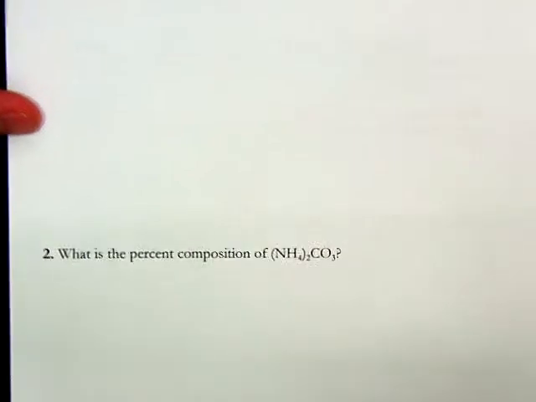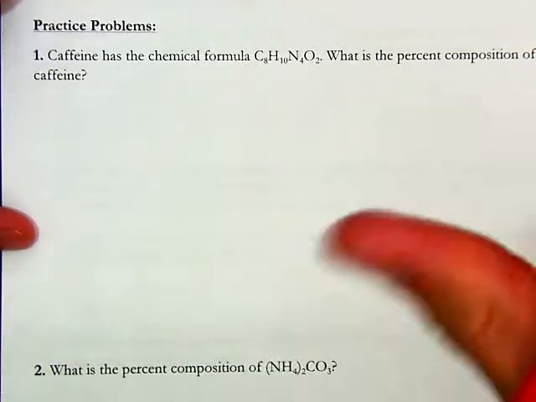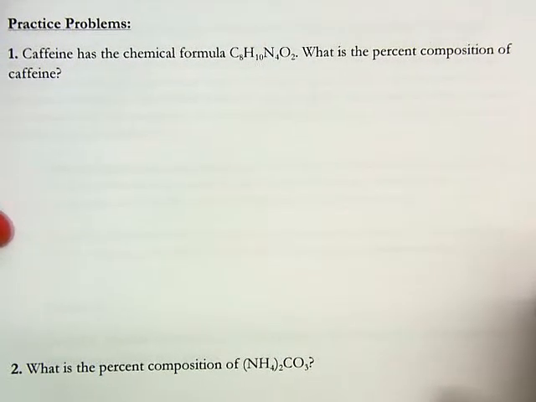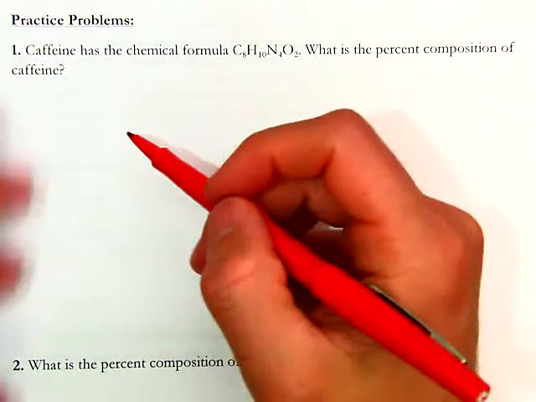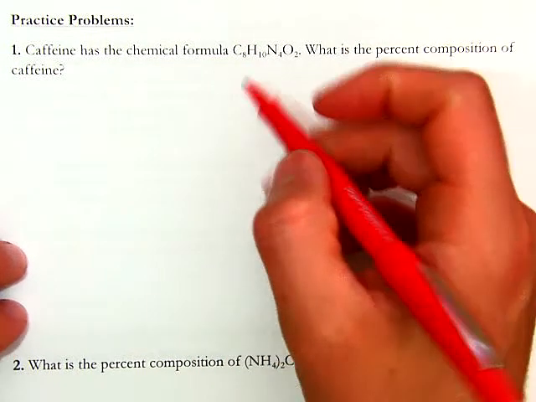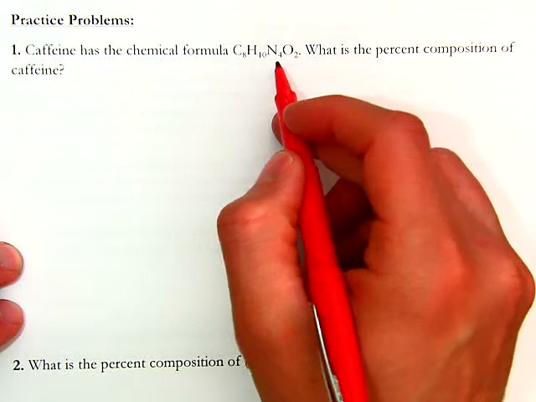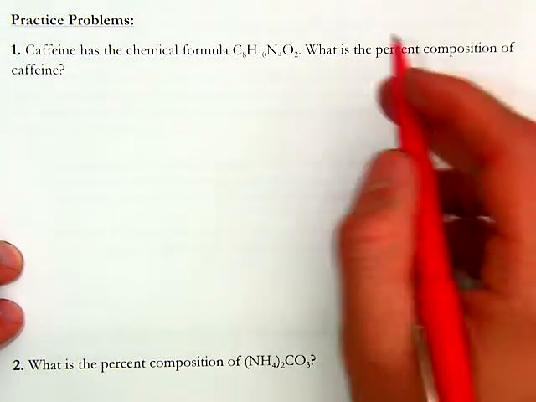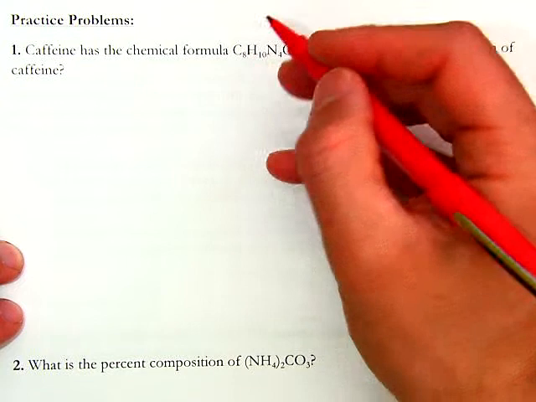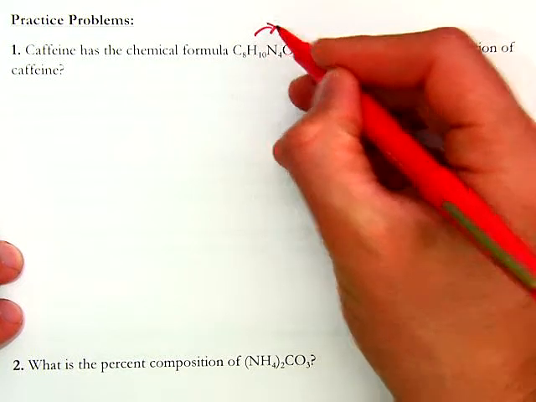So we're going to do a couple more percent composition problems. These are, again, pretty easy, but if you're reviewing, maybe it's been a while, so it's good practice. Caffeine has a chemical formula C8H10N4O2. What's the percent composition of caffeine? So first thing is we need to know what is the molar mass of caffeine, right? How much does this whole thing weigh?